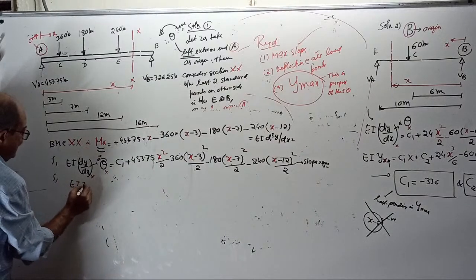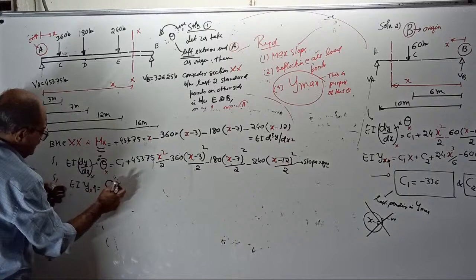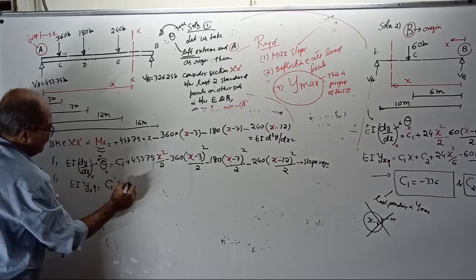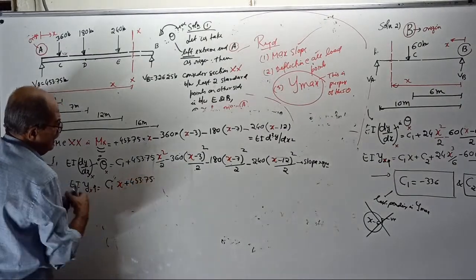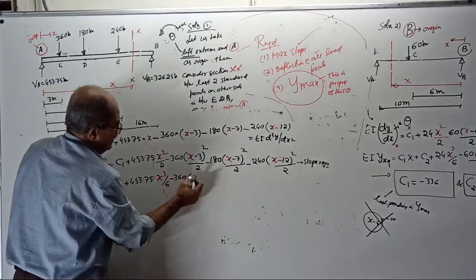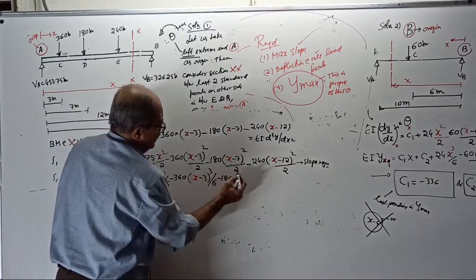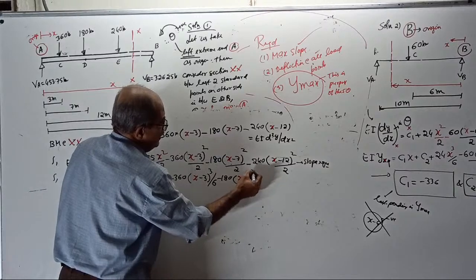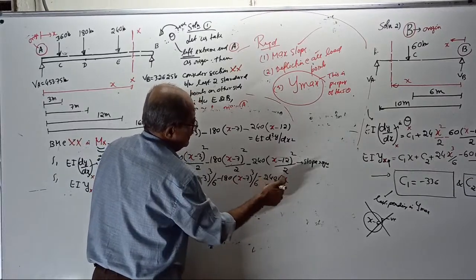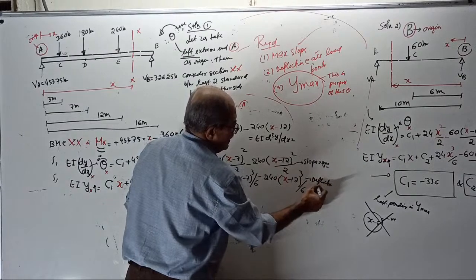You get EI y at the point x in upward direction equal to C1 into x plus, next time all this red color I am not writing, this is to understand, C1 into x plus 453.75 into x cube by 6, minus 360 into (x minus 3) whole cube by 6, minus 180 into (x minus 7) whole cube by 6, minus 240 into (x minus 12) whole cube by 6. This is your deflection equation. Over.